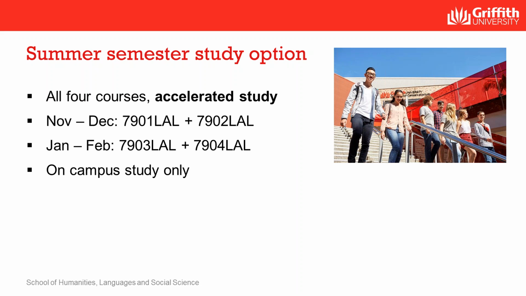And of course, you can do 2 courses, for example, in semester 2, then continue on with the other 2 courses in summer, November and December. Or if you can only start from January, you can do 2 courses in January and February in summer, and then do the other 2 courses, Seminar 01 and 02, in semester 1.